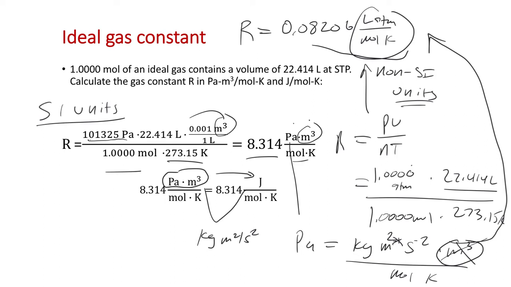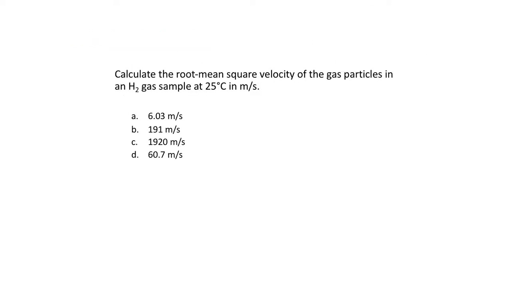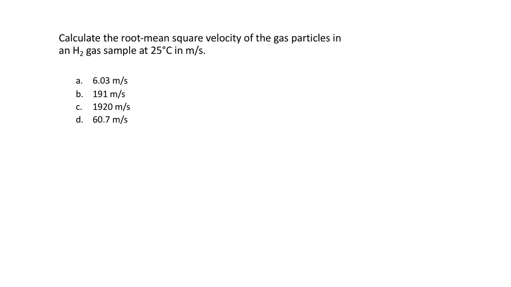But when we're trying to solve for a velocity in meters per second, we're going to need to use this version for R if we're plugging into that square root of 3RT divided by molar mass. So let's look at one of those where we actually plug in and try to solve for the root mean square velocity for the gas particles in a hydrogen sample at 25 degrees C.